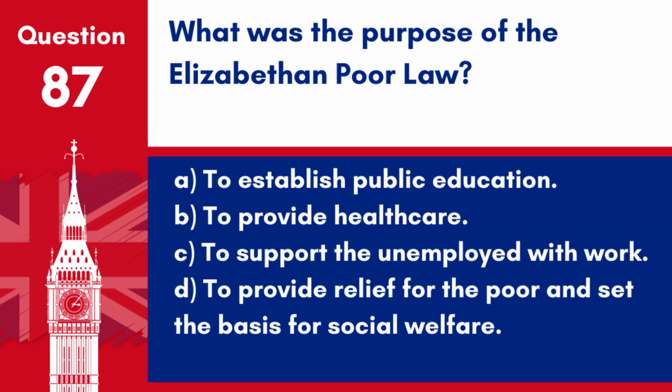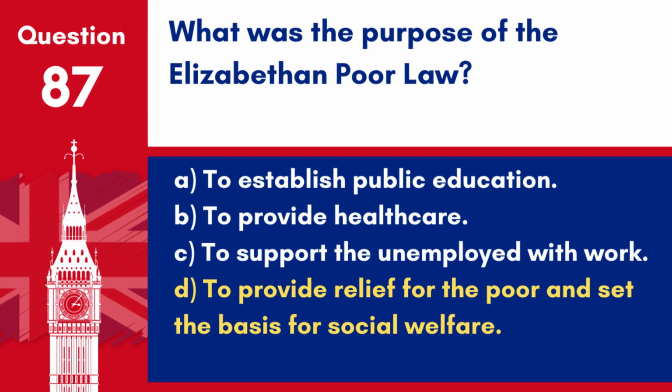Question 87. What was the purpose of the Elizabethan Poor Law? A. To establish public education. B. To provide health care. C. To support the unemployed with work. D. To provide relief for the poor and set the basis for social welfare.